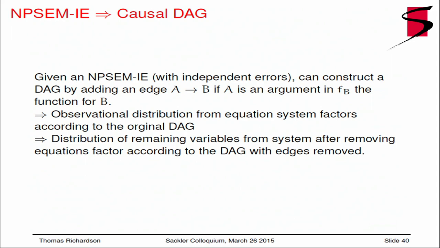The simplest thing is that given a non-parametric structural equation model with independent errors, then, as mentioned in the last talk, so I'll just skip over it, we can very quickly construct a causal DAG by writing the graph where each variable has edges directed into it based on its inputs in the structural equation model. The observational distribution will then factor according to the original DAG, so we can apply d-separation. And if we do an intervention, then the distribution of the remaining variables after removing those equations will factor according to the DAG with the edges removed.